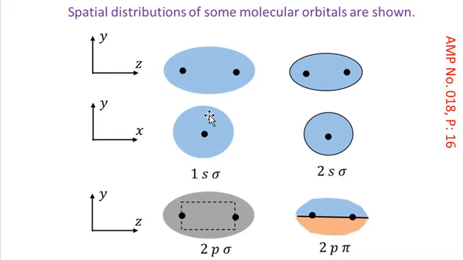Actually, these are the cross sections of the 1s sigma orbitals on the YZ plane and on the XY plane, and these are the cross sections of the 2s sigma orbitals in the YZ plane and in the XY plane.